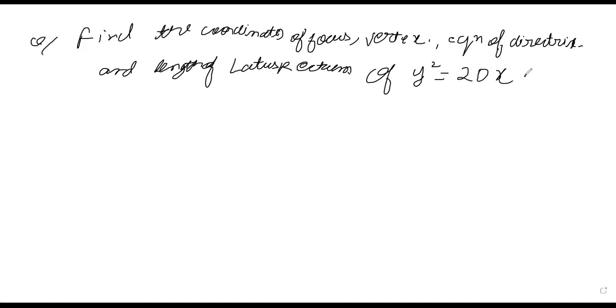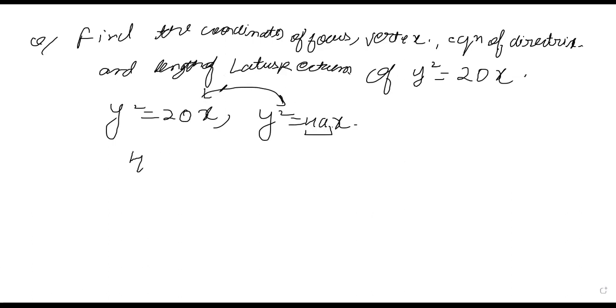Okay. So, if y square equals 20x, from which equation can we compare this? Which equation of parabola? y square is equal to 4ax. Now, in place of 4a, what is given here? 20. So, we will compare both of these equations. Now we will just compare 4a with 20, meaning 4a will be equal to 20. So a will be 5.